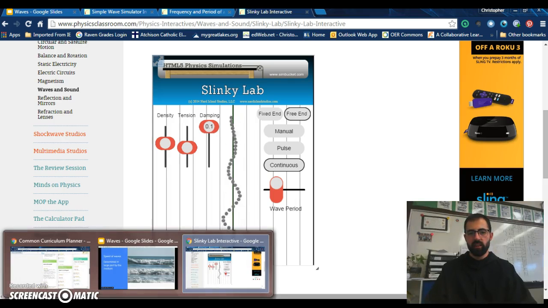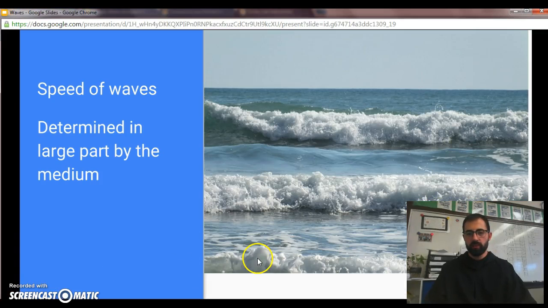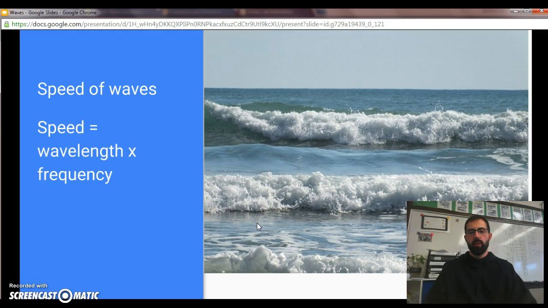Again, these are things we'll have coming up later on. Those different interactives you'll have a chance to work with soon. You can also say speed is equal to wavelength times frequency. But speed of waves is determined by the medium. So as wavelength increases, frequency decreases, so long as we're in the same medium.